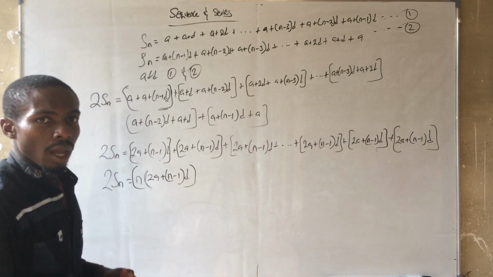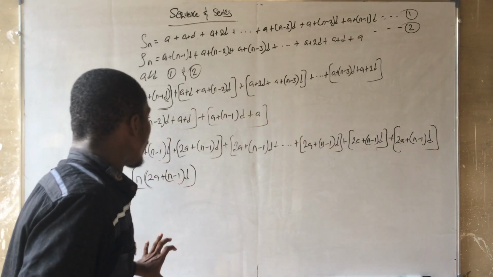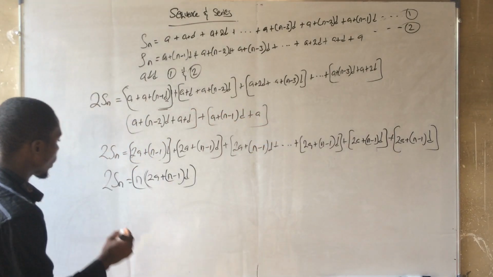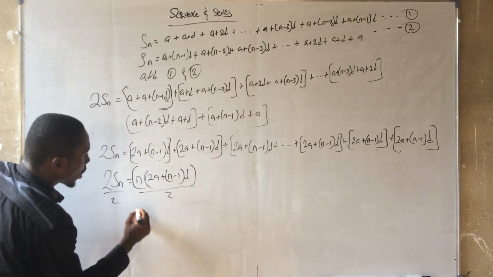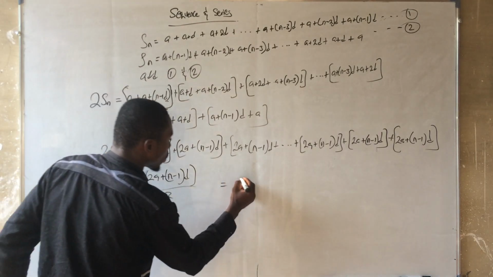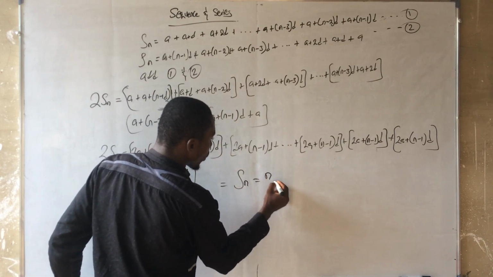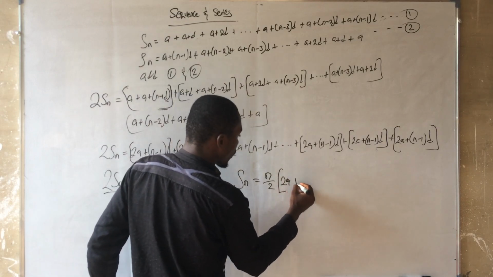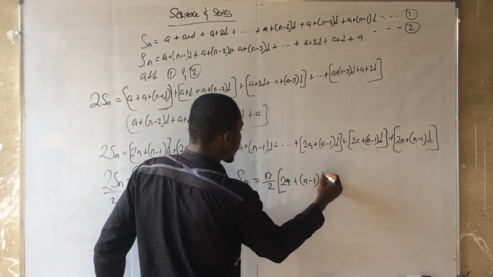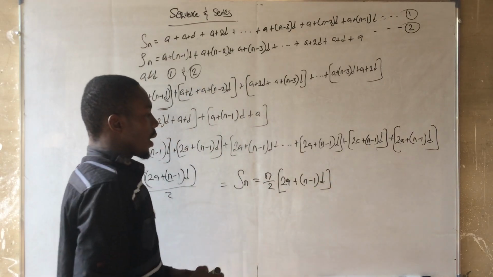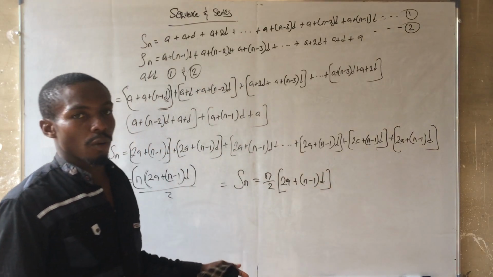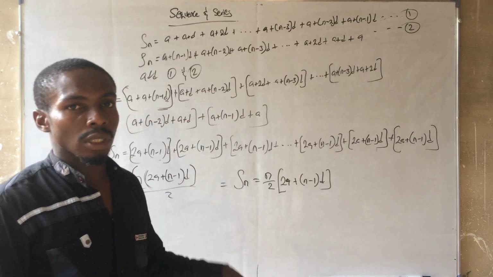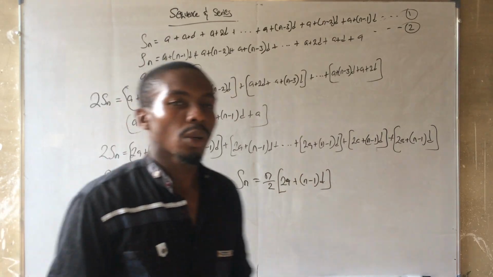So now this is the formula, but they asked us to find what? To derive the formula for sum to what? To n, not double sum to n. So we now say, we divide both sides by 2. We now have that Sn is equal to n over 2 bracket 2a plus bracket open n minus 1 d. So this is the formula for what? For solving the sum, the partial sum of what? Arithmetic progression.